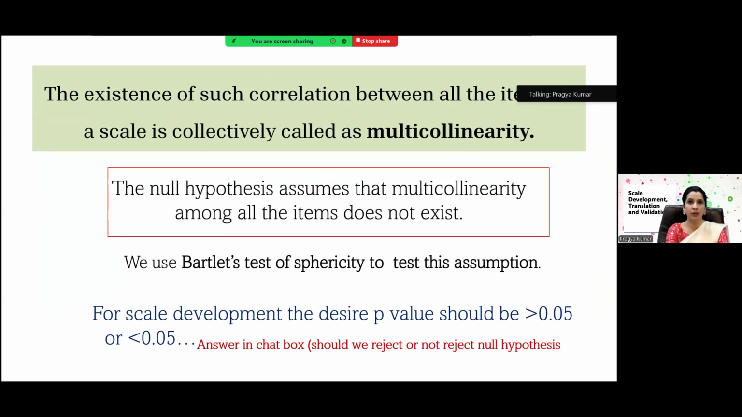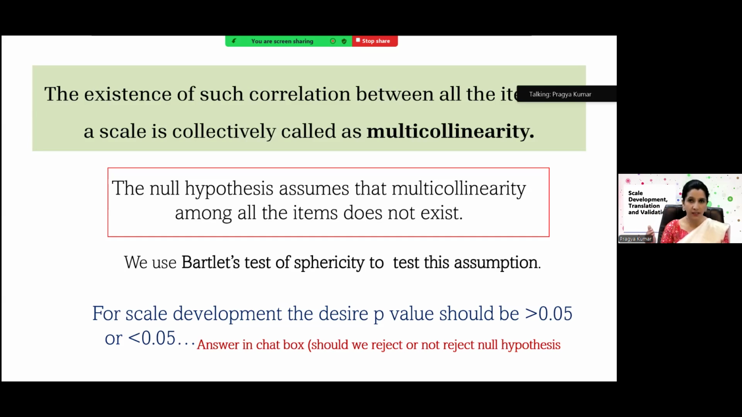So what do you want? There is Bartlett's test of sphericity, which tests this multicollinearity, meaning it says whether there is correlation among items. The null hypothesis states that there is no multicollinearity. So what should be the p-value if you want to do the factor analysis? Because if the items are not correlated to each other, you cannot do the factor analysis. You say that the data is unfit for factor analysis and you cannot proceed.